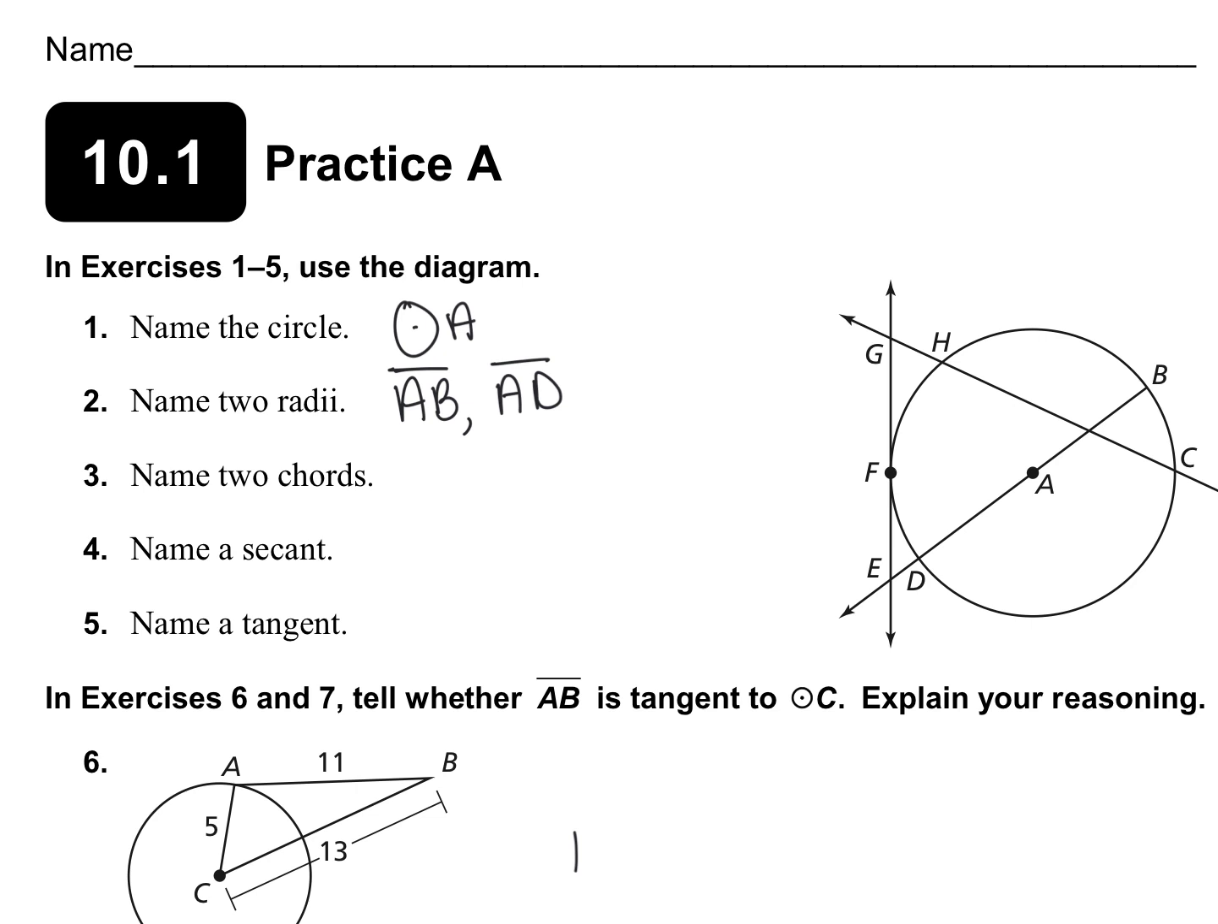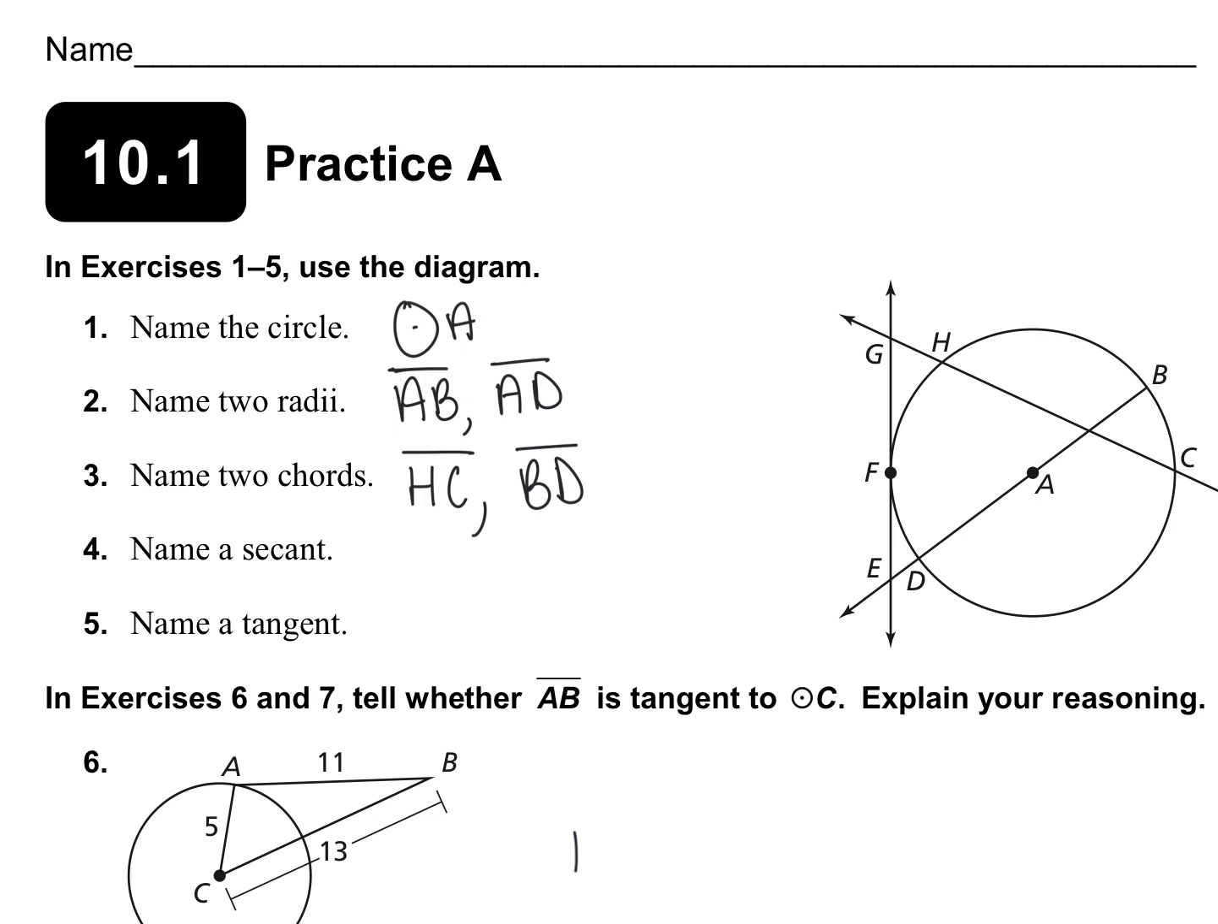So naming two chords. Who could give me one chord? Yes, Lara? HC with a line above it. And then who could give me one more chord? BD with a line above it. You could also flip these. If you wrote CH, that's fine. If you wrote DB, that's also fine.